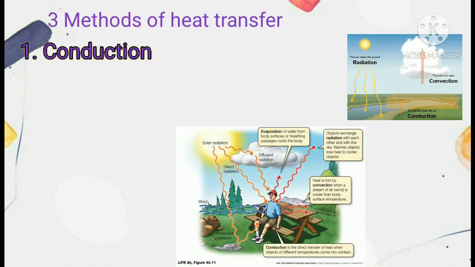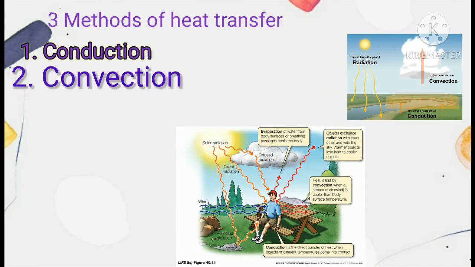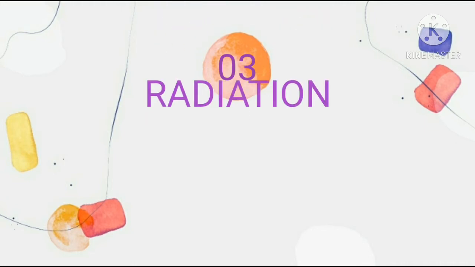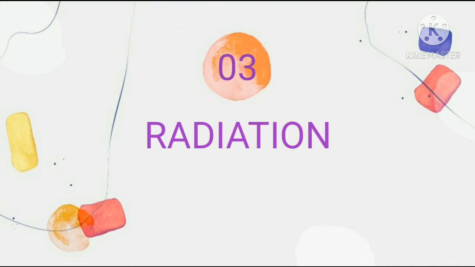Heat transfer has three types. The first, heat transfer by conduction. Second, heat transfer by convection. And the last, heat transfer by radiation. Last week, we learned about one of the three types of heat transfer, which is radiation.